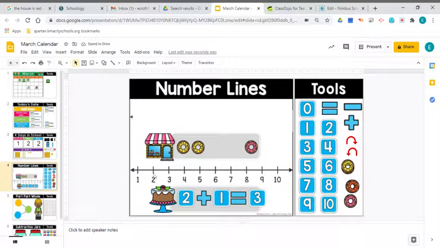Let's check out our number line here. We'll start on the two. We're only going to make one jump because we're only adding one. So here we are on the two, jump one, and that's three. Two plus one equals three.